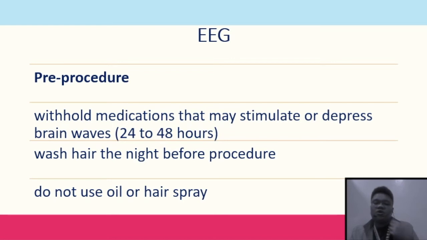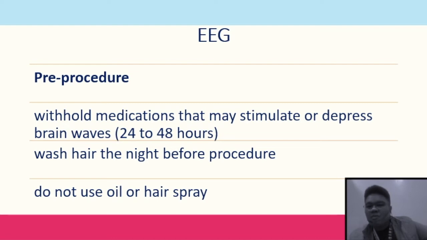Now, prior to the procedure, you may need to withhold medications that can stimulate or depress the brain waves. That is, if we want to diagnose seizure disorder and epileptic disorders. Okay, if we are looking into epileptiform waves on the EEG, these medications are placed on hold. Or else, class, the EEG will appear to be clear despite the fact that the patient has an underlying problem. The medications are placed on hold for 24 to 48 hours, as advised, of course, by the physician.